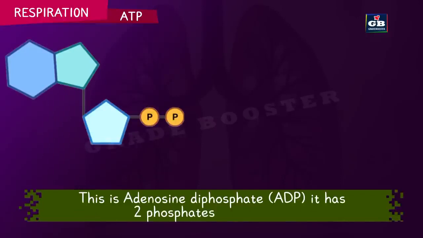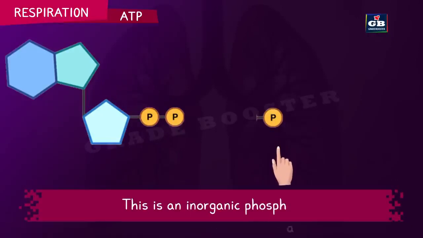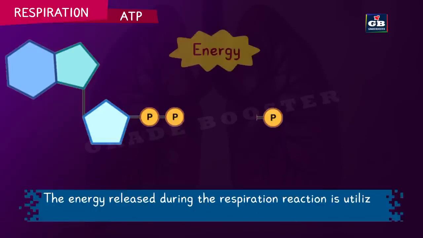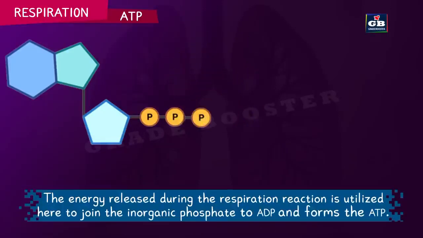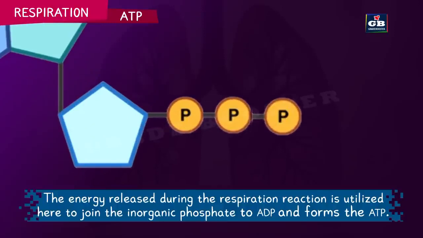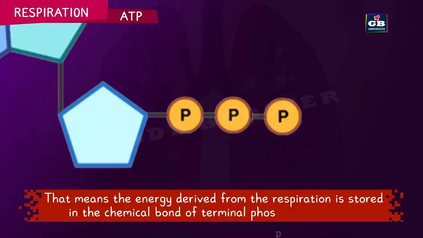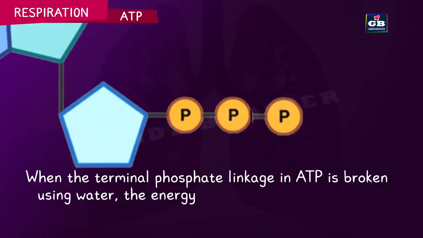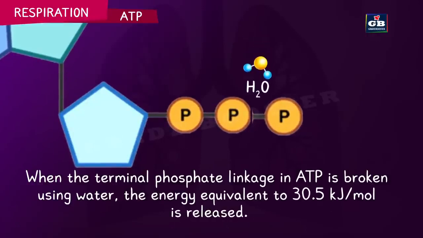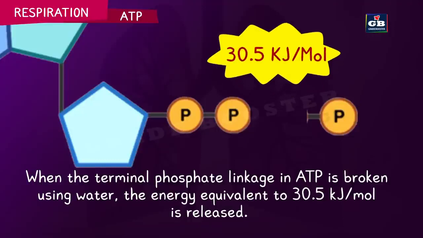This is adenosine diphosphate. That means it is ADP. It has two phosphates in its chain. And this is an inorganic phosphate. The energy released during respiration reaction is utilized here to join the inorganic phosphate to ADP and forms the ATP. It has three phosphates. That means the energy derived from the respiration is stored in the chemical bond of terminal phosphate of ATP.